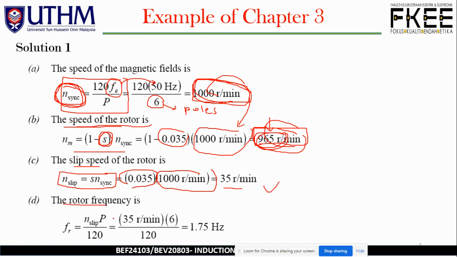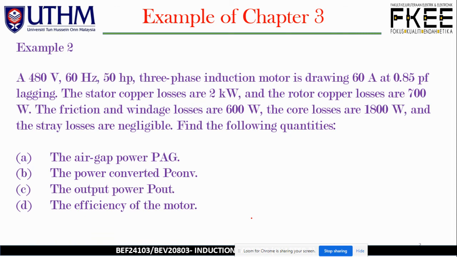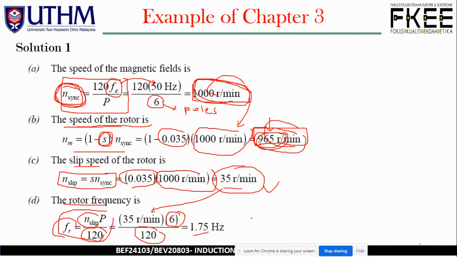So the rotor frequency, Fr equal to Nslip times P over 120. This is what I derived earlier to come out with this relationship. Just substitute the value of Nslip, 35 RPM, multiply by 6, the number of poles, and divide by 120. This gives the rotor frequency of 1.75 Hertz.